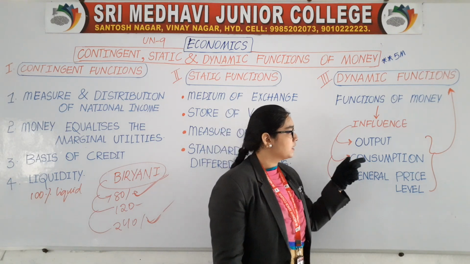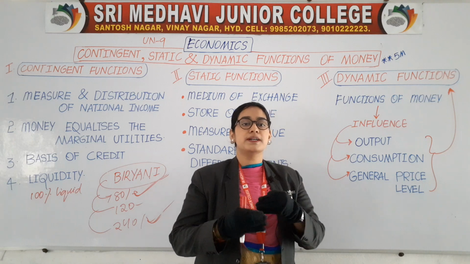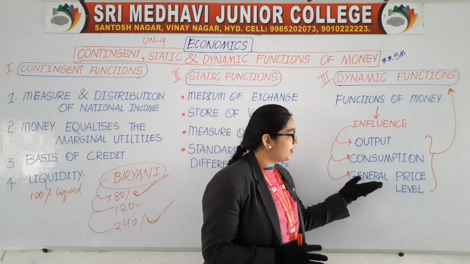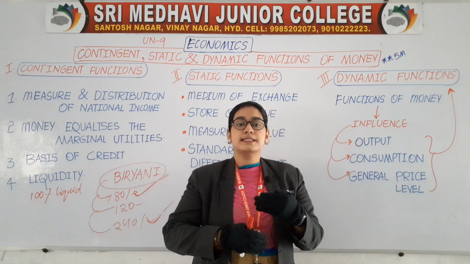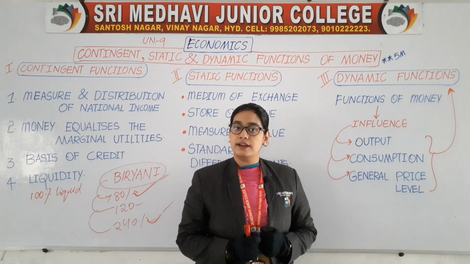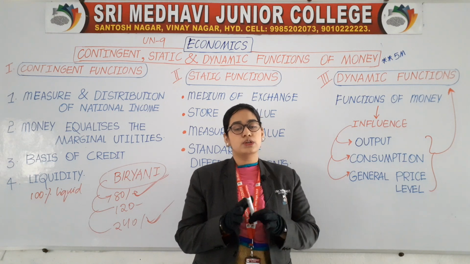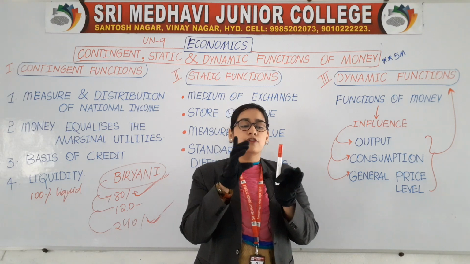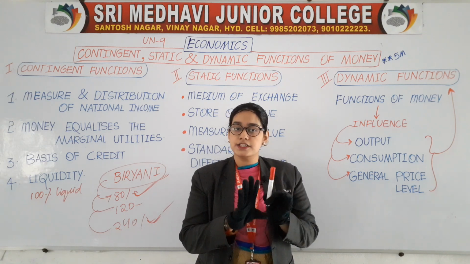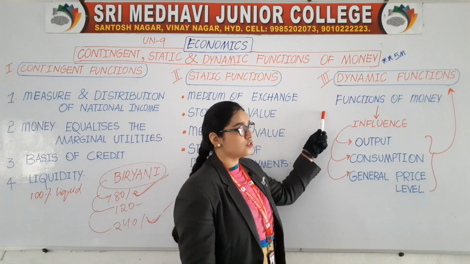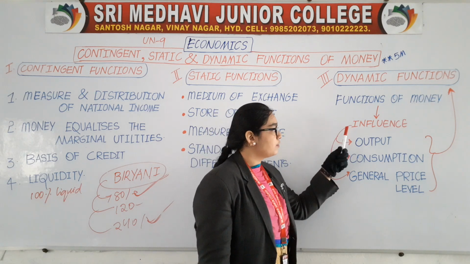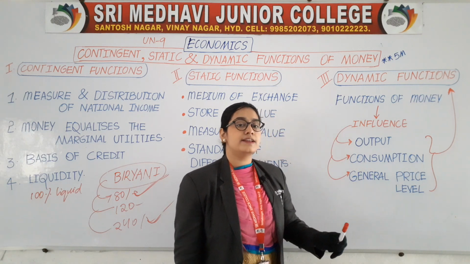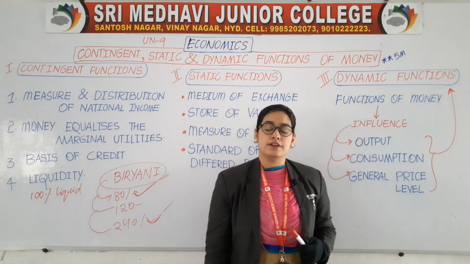Consumption means the number of persons who are consuming any commodity. General price level means what price is prevailing in the market. For example, if you want to buy this marker, what is the general price level of this marker? That is rupees 20 or 30, that is fixed. So the functions of money that influence the output, the consumption and the general price level are known as dynamic functions.